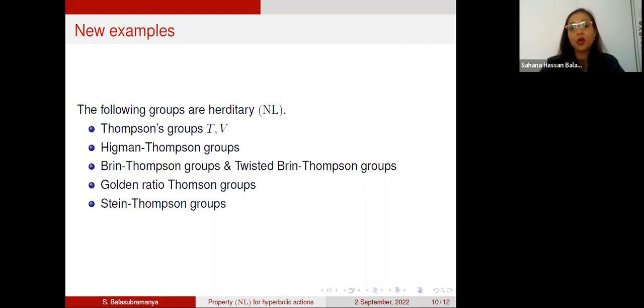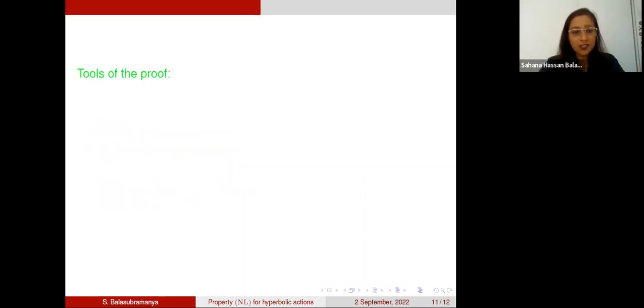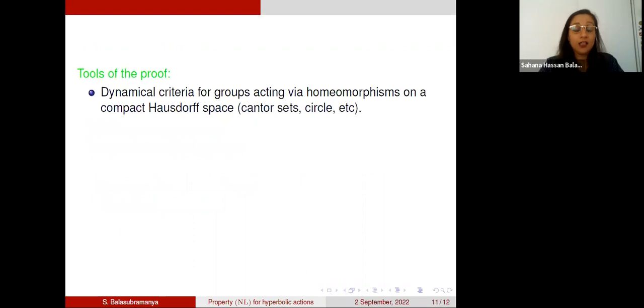But what's common to all these examples is that they all exhibit some common behavior that we can study under one broad umbrella. That umbrella is a dynamical criterion that we develop for groups that act via homeomorphisms on a compact Hausdorff space. That includes the Cantor set and the circle, which is exactly what is happening, at least for the groups T and V, and it happens for the other examples mentioned on the last slide as well.